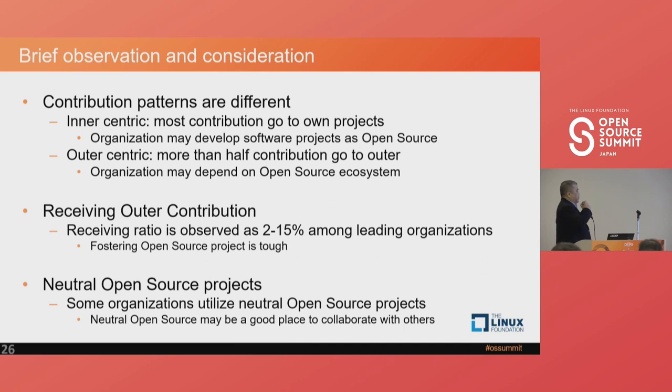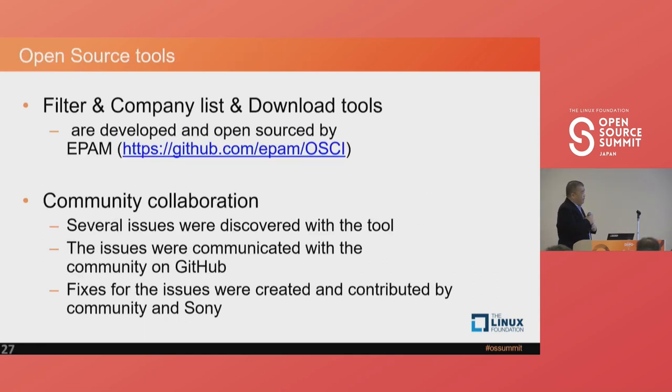And as a neutral open source project, some organizations utilize a neutral open source project. Neutral open source may be a good place to collaborate with each other. Let's talk about open source tools. Filter and company list and download were developed and open sourced by EPAM. So you can try this method.